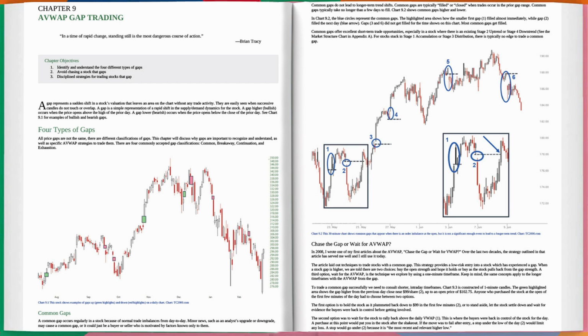A gap higher, bullish, occurs when the price opens above the high of the prior day. A gap lower, bearish, occurs when the price opens below the close of the prior day. See chart 9.1 for examples of bullish and bearish gaps.